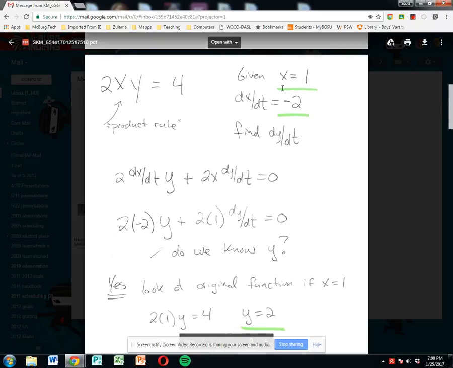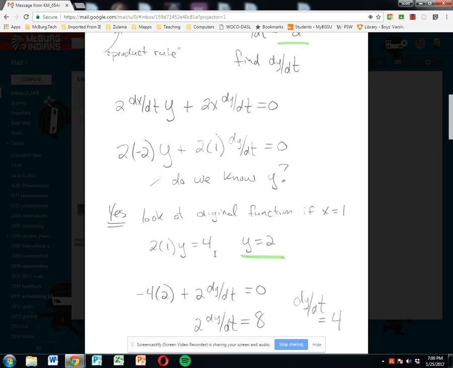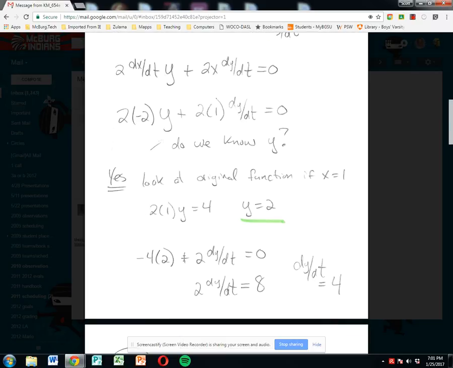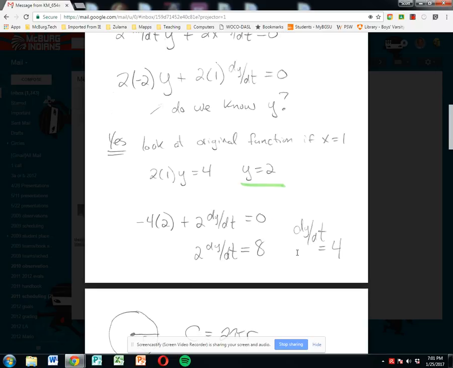Let's look at the original function. If 2 times x times y has to equal 4, and x is 1, we can plug that in. 2 times 1 times y has to equal 4, which basically means that y has to equal 2. So let's go ahead in the expression that we just saw, and sub 2 in for y. So instead of 2 times negative 2 times y, we write negative 4 times 2, plus 2 dy/dt is equal to 0. And if we solve this for dy/dt, we get dy/dt is equal to 4. Again, the rate of change of y with respect to t.